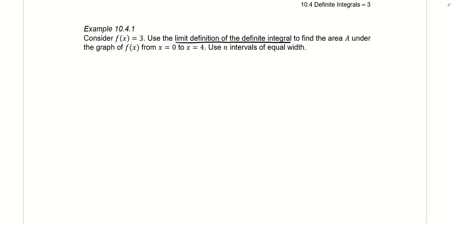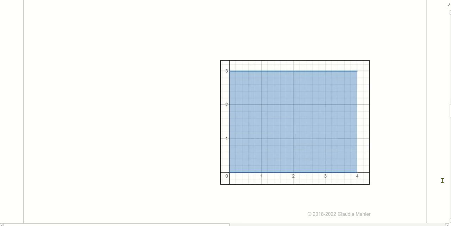So at the bottom of this page, I just have a picture of this function and the area we're looking at. It's pretty boring, but it's useful for this example. Here's our function. If our function is just a constant, like it is here, then it just gives us a horizontal line at that constant. And our interval here is from 0 to 4, so this shaded area is what we're looking for.